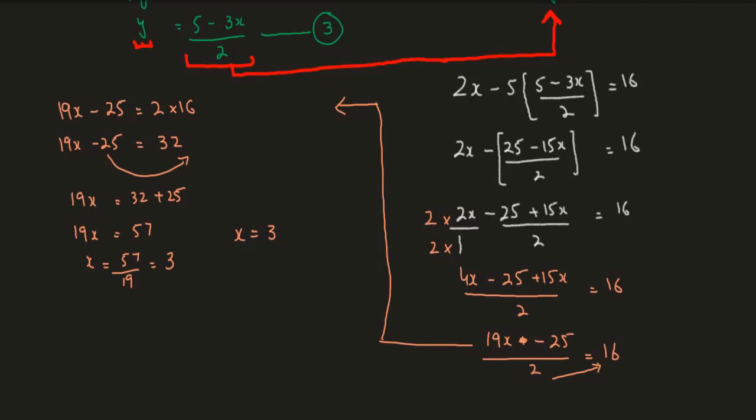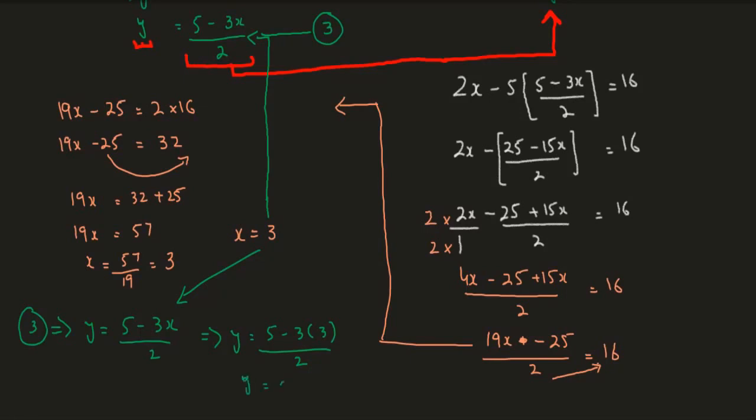Now I am going to take this value of x to find the value of y. I am going to substitute it right here in this equation. So I am going to write equation number 3: y is equal to (5 minus 3x) divided by 2. This was equation number 3. I am going to substitute this value of x, which is x equal to 3, right here. So it would be y is equal to (5 minus 3 into 3) whole divided by 2.